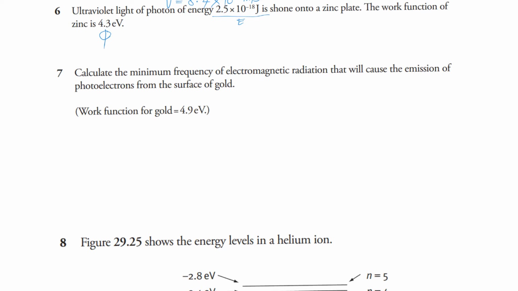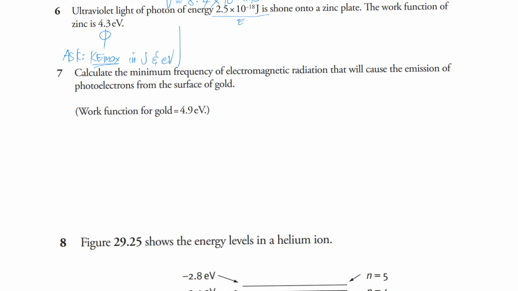Now, I forgot to write here what is asked. What is asked here is the kinetic energy, the K max, in J and electron volt. Okay, there are two. So let's start.